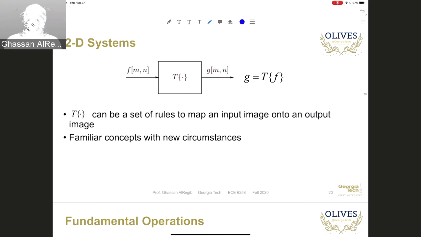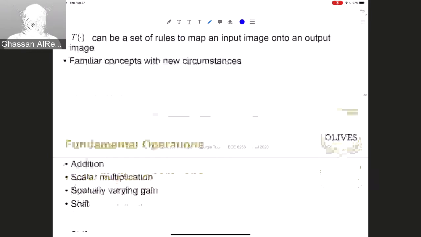And in the general case, you have an input, a two-dimensional image or signal, F of M and N. You transform it and you get an output G of M and N, right? So it's the same concept that you have seen before. The only difference here is that we don't really have that time axis. What we have is the spatial space, the two-dimensional plane where the image is located.